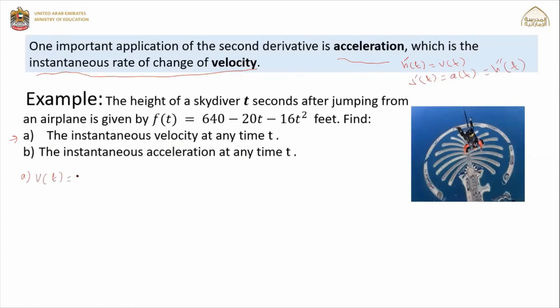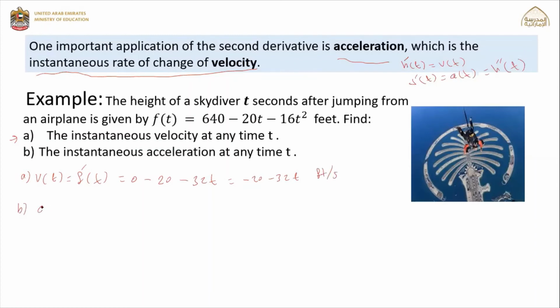V of t, as we knew before, is the derivative of height. So the derivative of f: the derivative of 640 is a constant, so it's 0, minus 20 because the derivative of 20t is 20, minus 32t because the derivative of 16t squared is 32t. That means v of t equals minus 20 minus 32t, and the unit of velocity is feet per second.